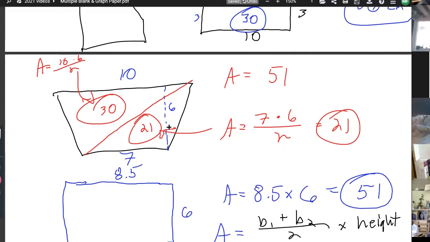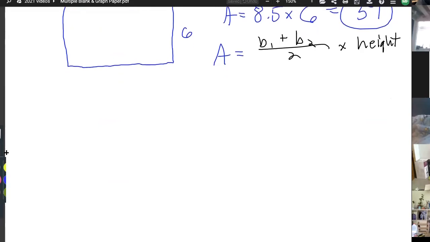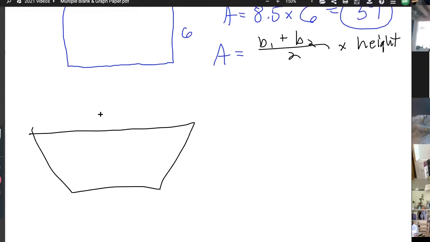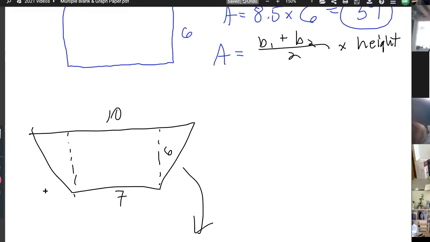Okay? The other thing you could have done, let's draw this trapezoid again. Very poorly. This is 10, 7, and this is 6. What I could have done is put these two triangles together. So if I put these two triangles together, like right here, then this is still 6. But if this is 7 and this is 10, then this has to add up to a total of 3.